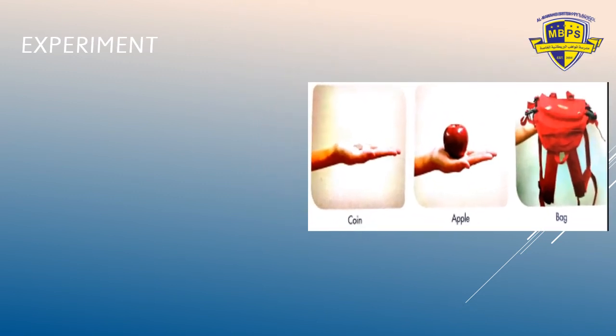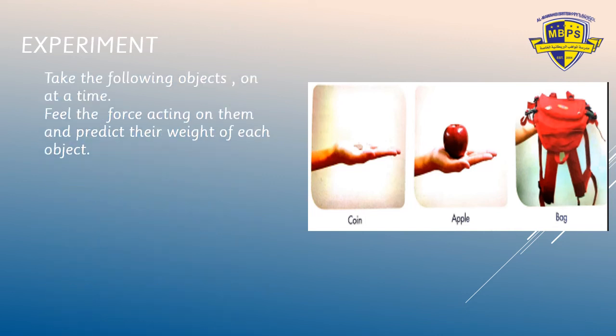I want you to do a small experiment and I want you to give me some predictions. Okay? Just take 3 items, a coin, an apple, and your school bag. And put them on your hand one by one. Feel the force acting on them and predict their weight. Just guess and predict which object is going to have the largest weight.